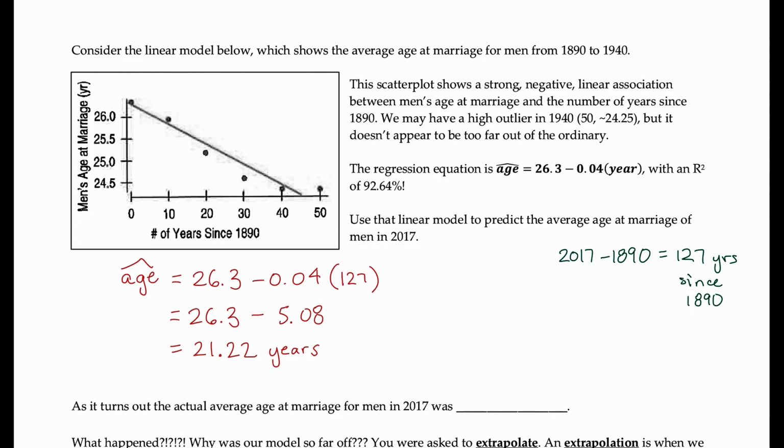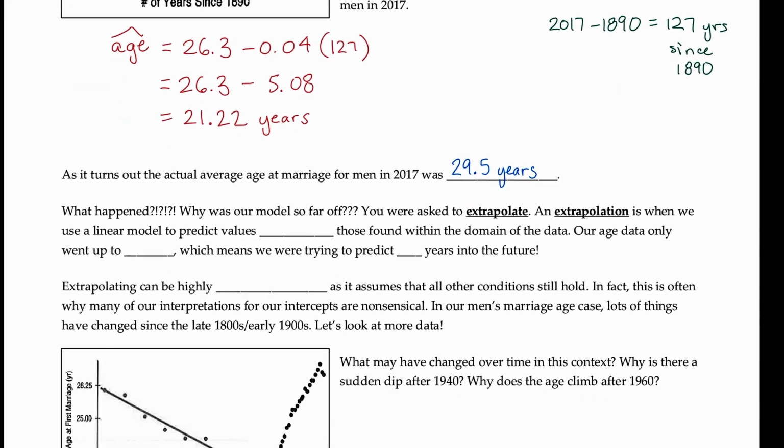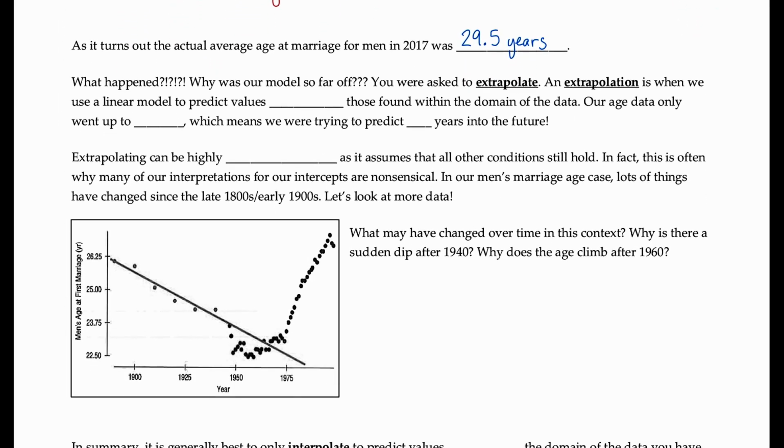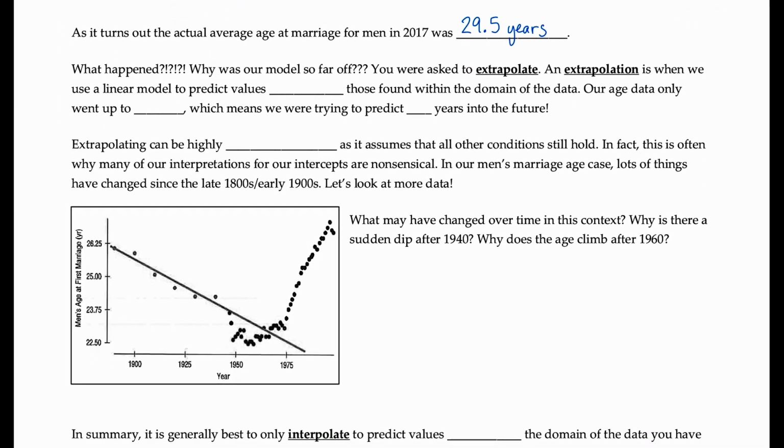So, as it turns out, the actual average age at marriage for men in 2017 was 29.5 years, okay? Much higher than what we expected there. So, let's talk about this. What happened? Why did our model give us a prediction so far off?